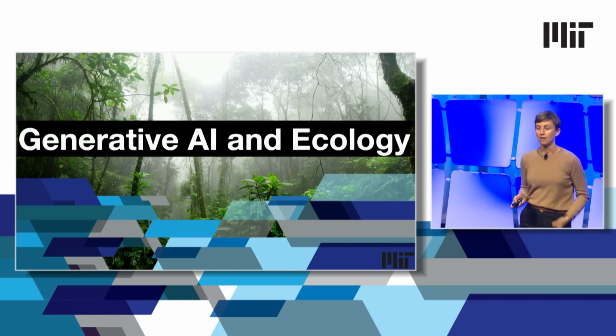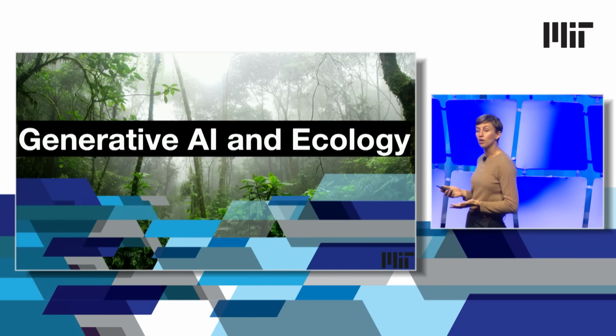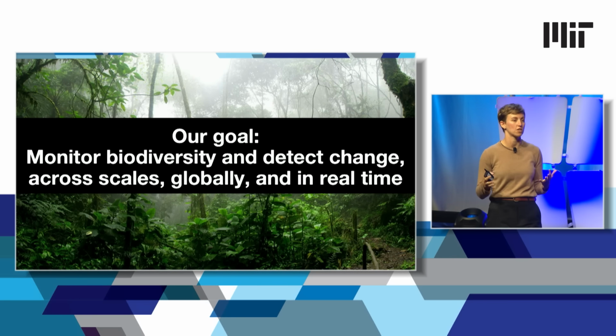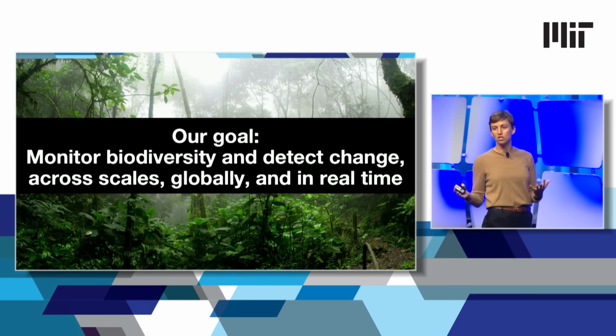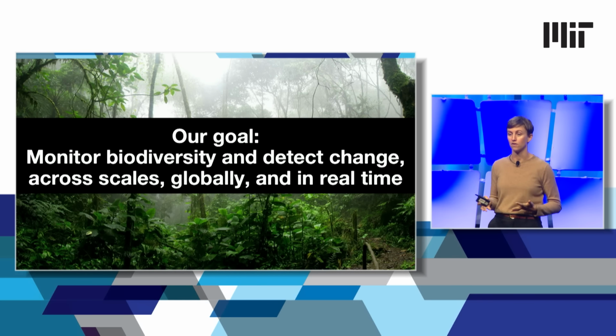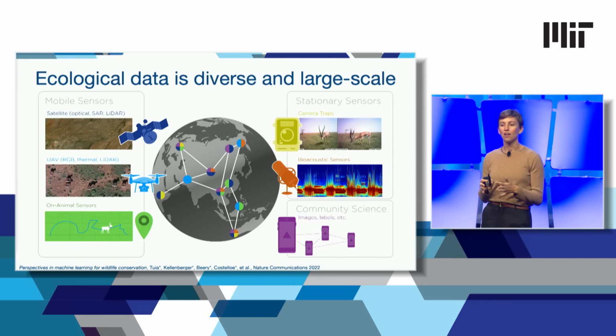So in my research group at MIT, we sit fundamentally within the AI discipline, but we consider ourselves truly interdisciplinary scientists. I've been working in the ecological applications of AI for over a decade. And in general, our large goal is we want to be able to understand and monitor biodiversity, all life and the interactions between life on Earth, and be able to detect change in biodiversity, risks to biodiversity, across scales, globally, and in real time.